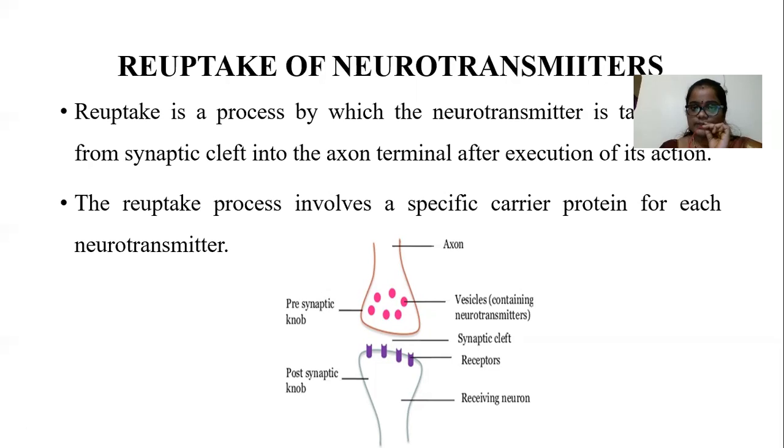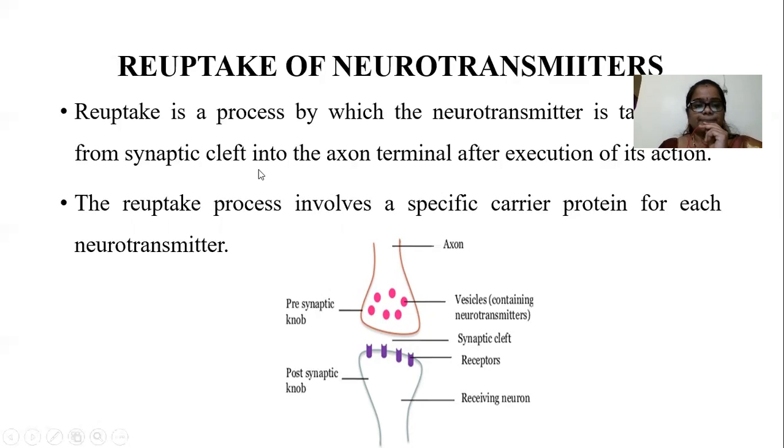Reuptake means a process by which neurotransmitter is taken back from the synaptic cleft, see here, this one is the synaptic cleft, into the axon terminal after execution of its action. The reuptake process involves a specific carrier protein for each neurotransmitter. Those we will discuss in further classes.